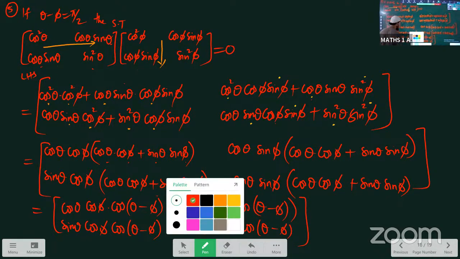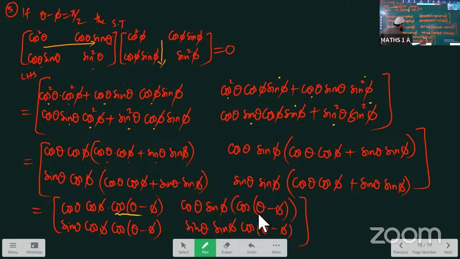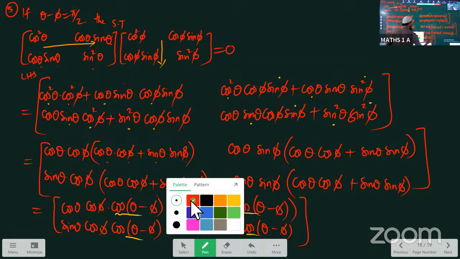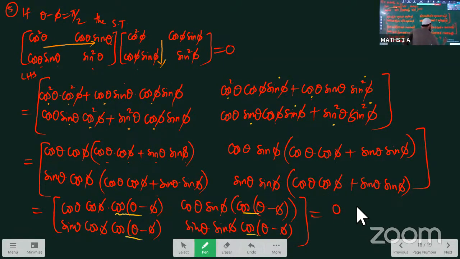Where are cos of theta minus phi? Here its value is 0, here also 0, here also 0, here also 0. So 0 into anything is 0, 0 into anything is 0, 0 into anything is 0, 0 into anything is 0. So finally the matrix becomes 0, 0, 0, 0. Which matrix is this? Zero matrix, 0.